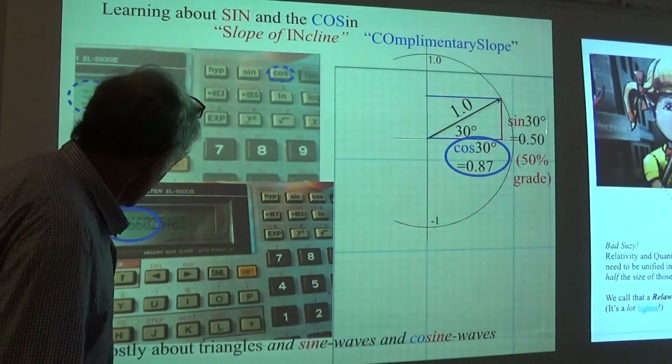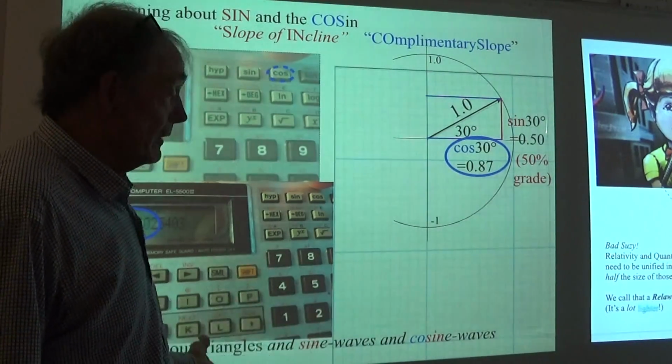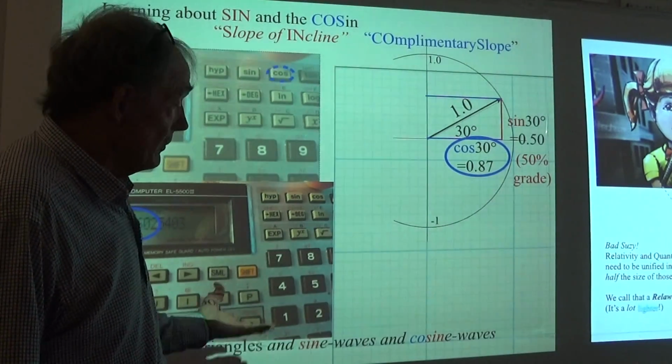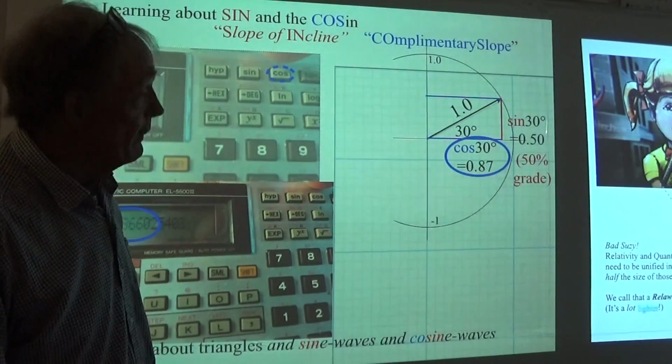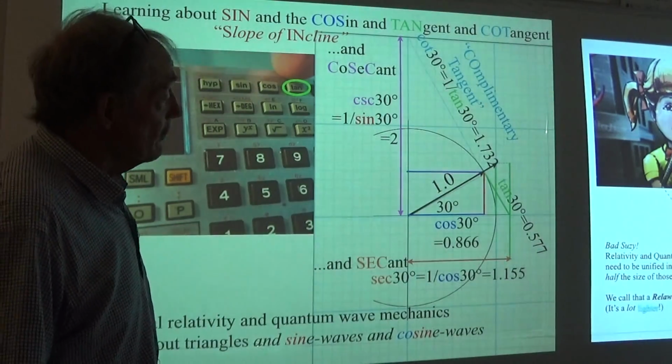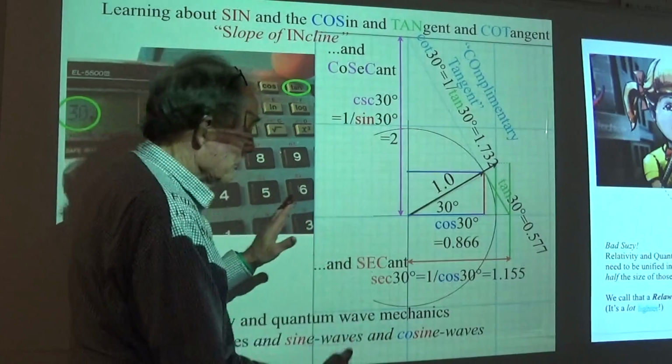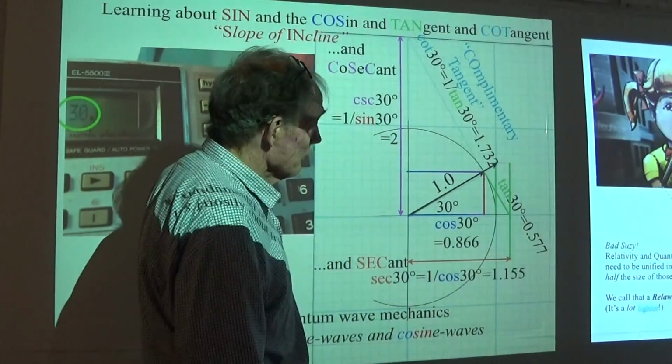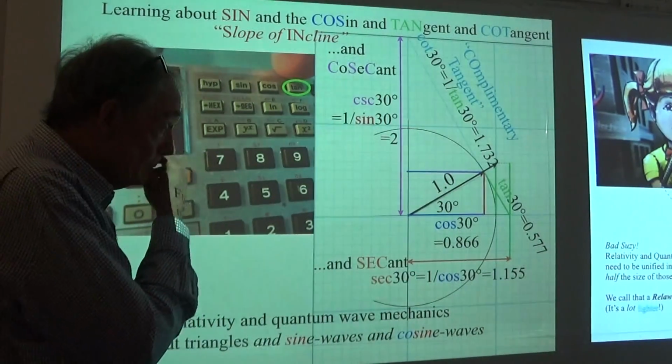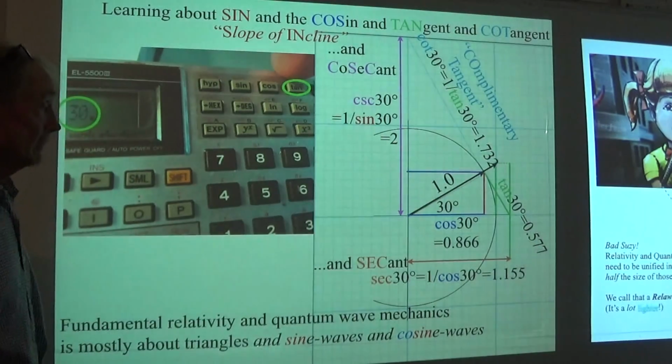Now, everything that we're going to be doing today is mostly about triangles. Sine and cosine, but lots of other functions in this. There are a whole bunch of functions that make a kind of a roadmap, and this is the basic roadmap that we're going to use to develop modern physics.